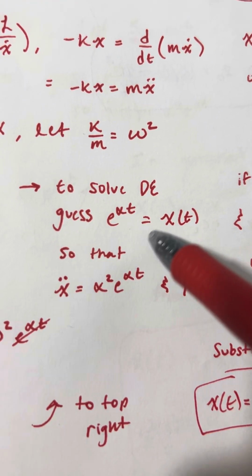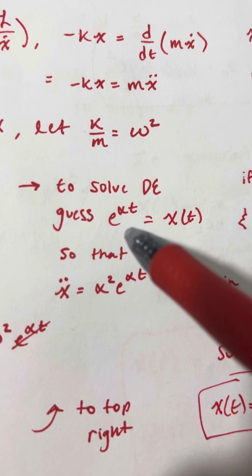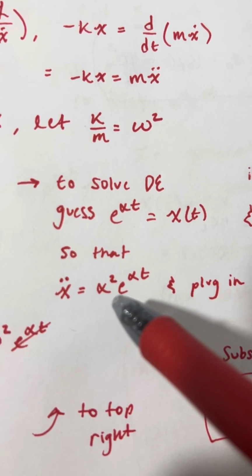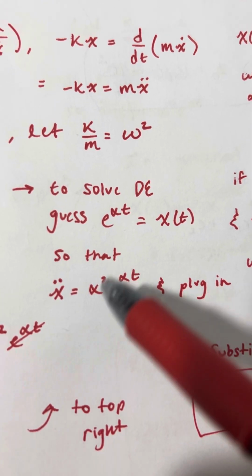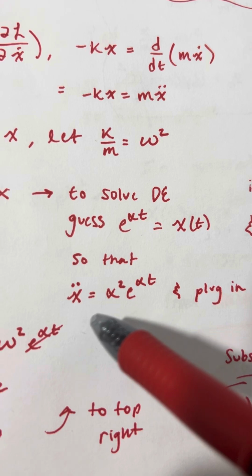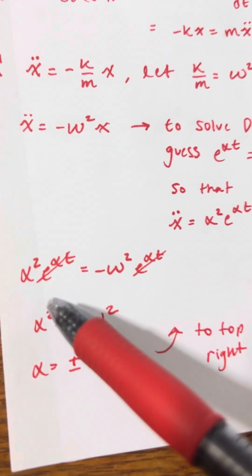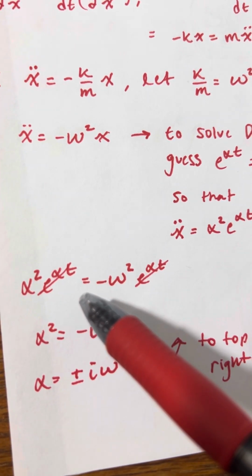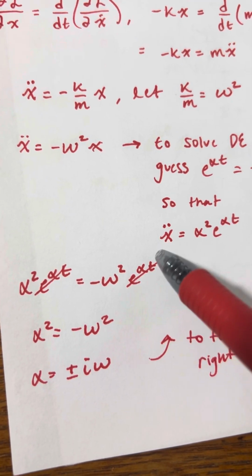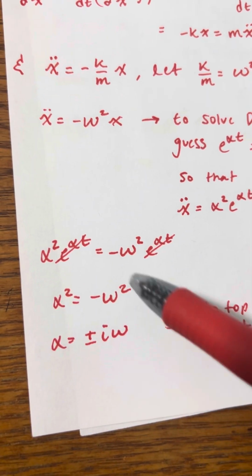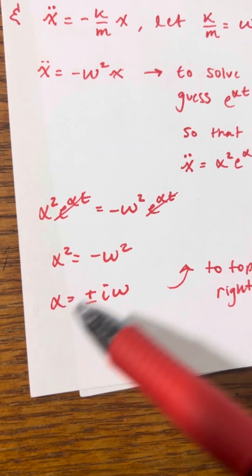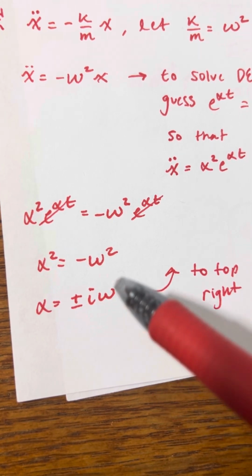And that way, when we take two derivatives of that x of t, we're going to get that x double dot of t is equal to alpha squared e to the alpha t. So now if we go ahead and plug this in for our x and plug this in for x double dot, we're going to see alpha squared e to the alpha t is equal to minus omega squared e to the alpha t. And those e to the alpha t's are going to cancel, and now we have a way to solve for alpha. So we're going to find that alpha is equal to plus or minus i omega.